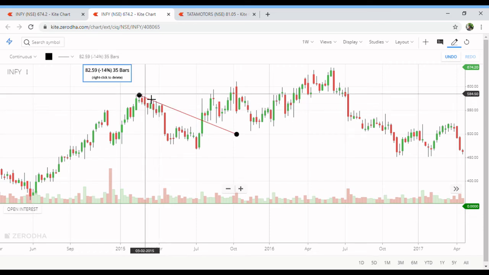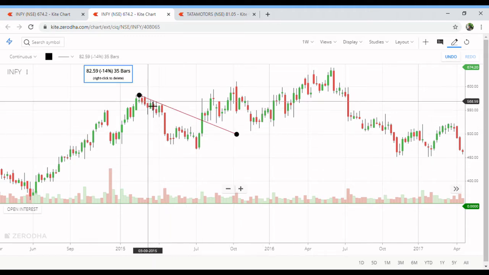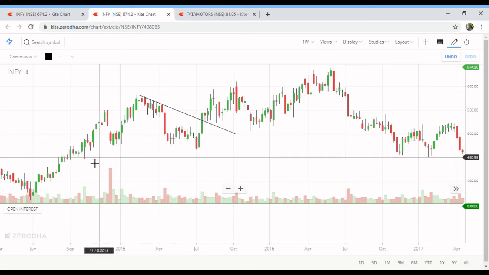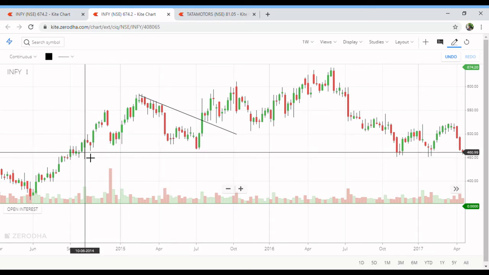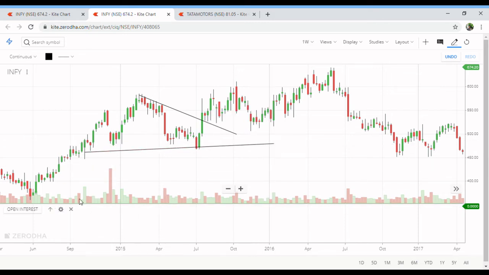If you connect these levels, it can act as a trend line, and this will act as a resistance level. Then again I connect this level, and this will act as a support. Now you can see the price has been moving up and down between these two levels, and this is a triangle pattern. Whenever you find a breakout from this, either on the upside or downside, you can go with that breakout strategy.